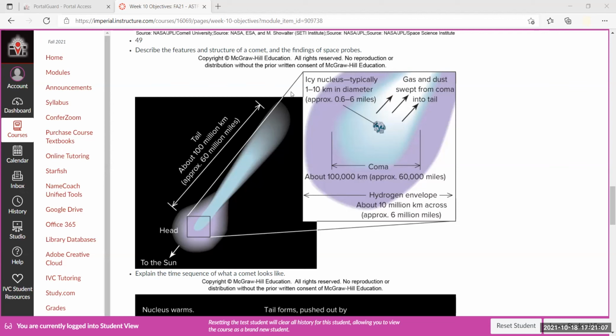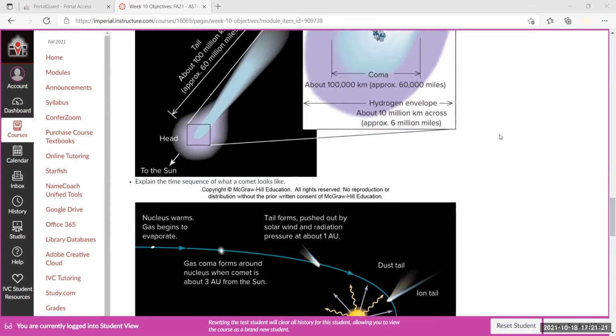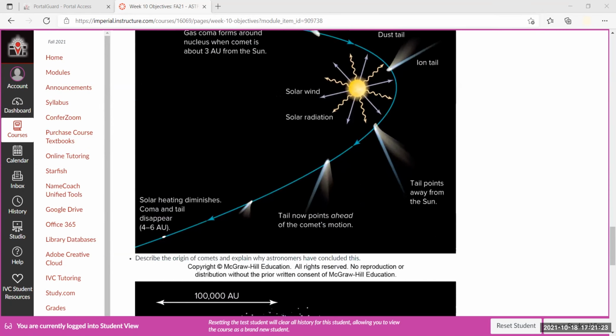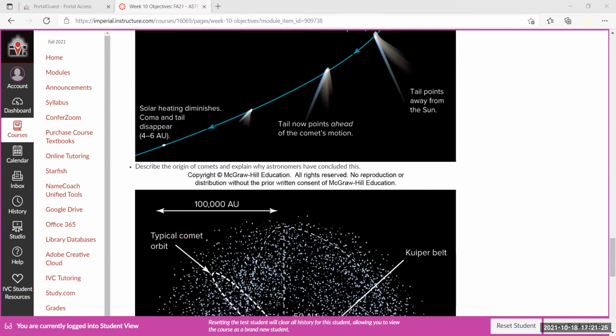And the tail can span, again, 100 million kilometers. So this is 10 million, this is 100 million. That is basically the structure of it, and that is how it goes around it.